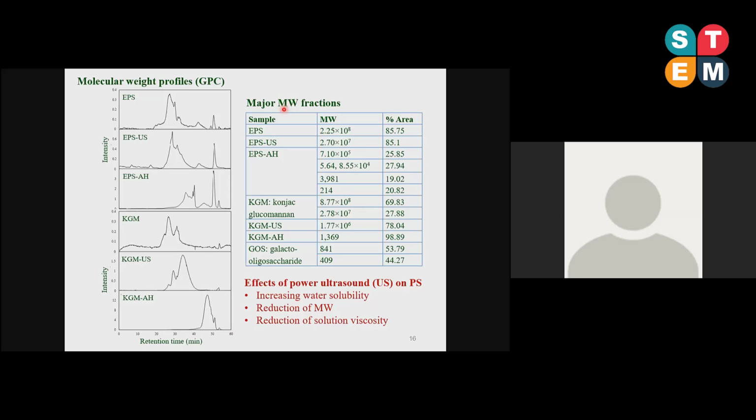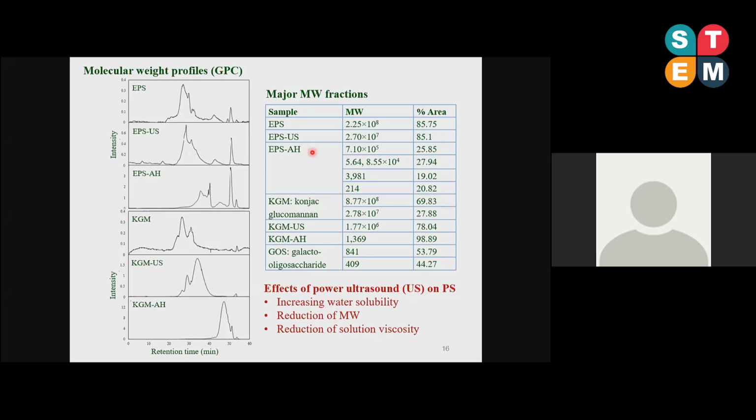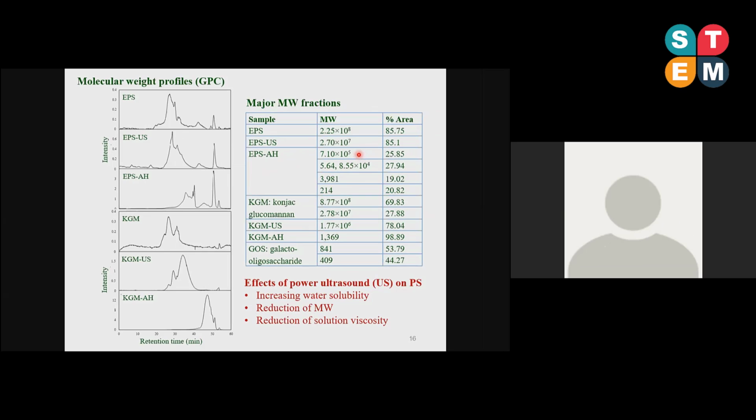This shows the result of the molecular weight measurement. For the EPS, you can see the very high molecular weight before the treatment. And after the ultrasonic treatment, the molecular weight reduced to about 10 to the 7th, but the ultrasound had a limited effect. So then we used acid. Of course, you can use acid to degrade the polysaccharide more extensively, depending on time and temperature, and we could generate relatively low molecular weight polysaccharide fractions. So you can see that with acid degradation we can get to a few thousand molecular weight.